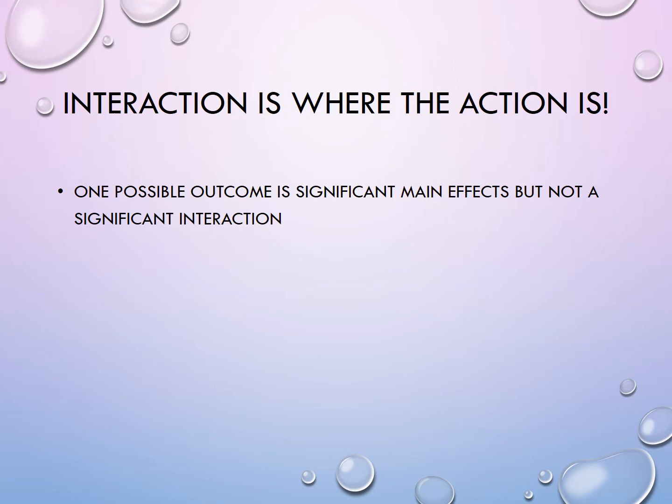So one possible outcome of your study when you look at those three F-tests is that you have significant main effects but not a significant interaction, meaning you're not getting any action here. Okay, so the main effects matter, maybe even just one main effect matters, but the interaction is not significant. You don't have a significant interaction effect. So you have to kind of look at all of those.